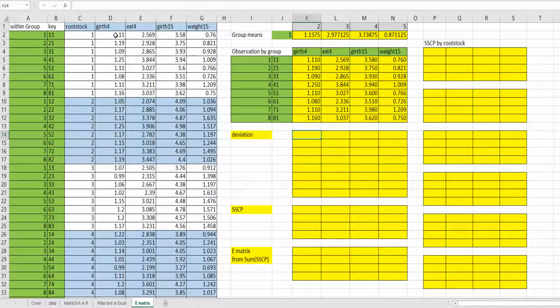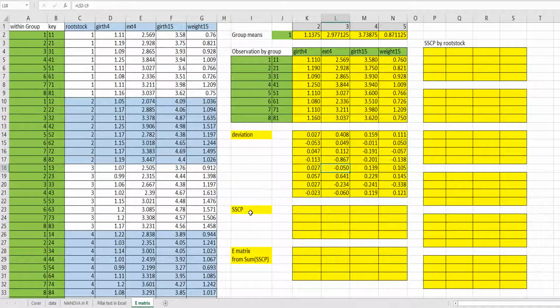Then the deviation is the difference between group means, press F4 to fix row, minus the row data here. Okay, then you can apply this formula for other cells. For example, this one is the difference between the group 3 average minus the within group 3 fifth observation.